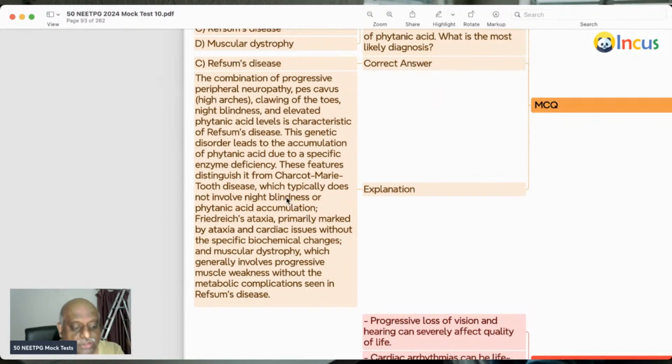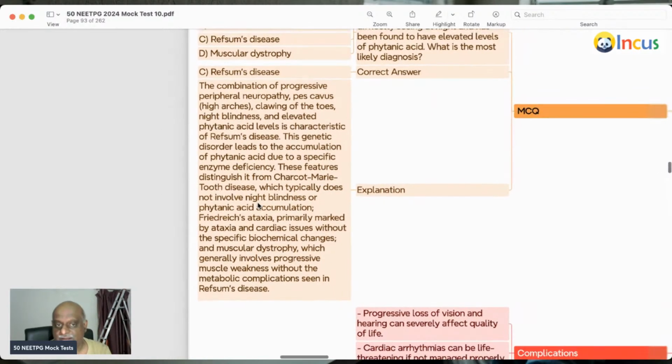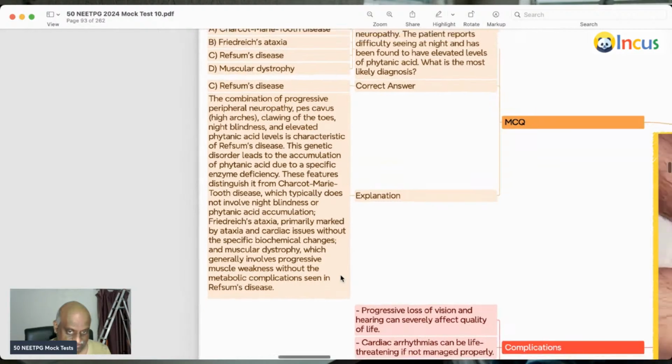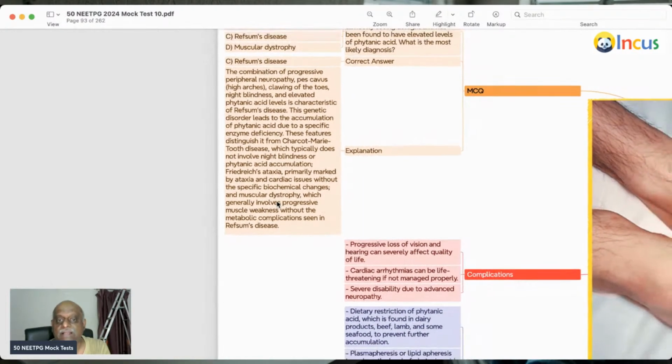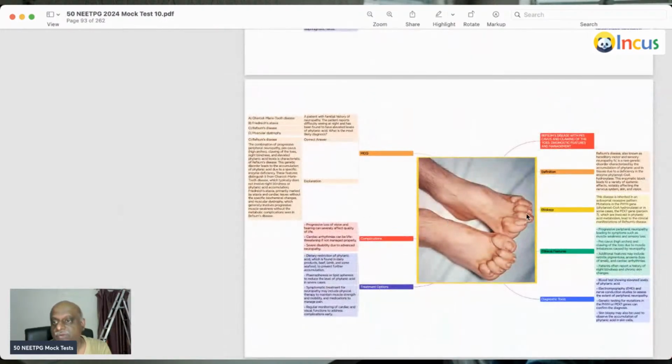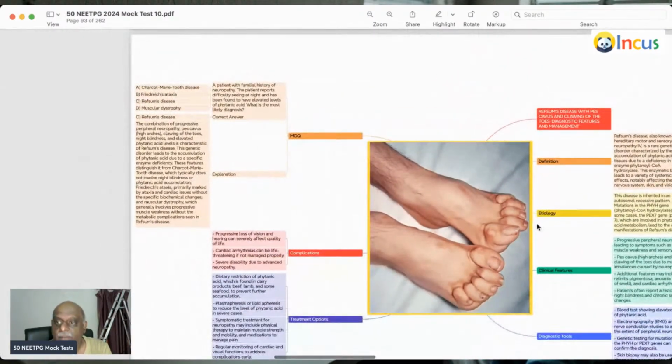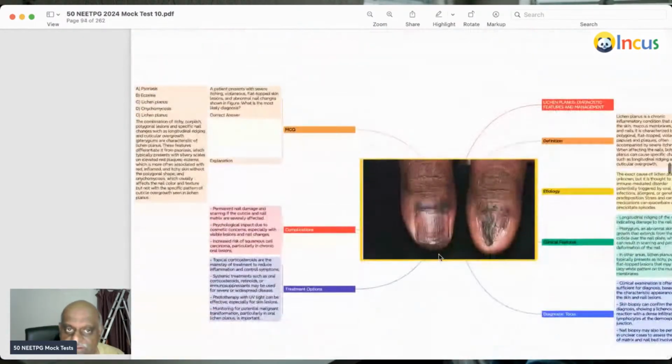Charcot-Marie-Tooth syndrome is a very close differential, but it does not involve night blindness or phytanic acid accumulation. Friedreich's ataxia can have pes cavus, but there are cardiac issues and ataxia without any specific biochemical changes. So that is how you differentiate and approach pes cavus.